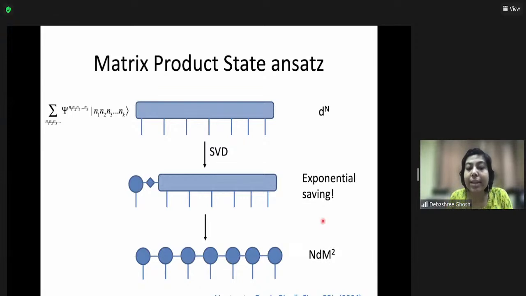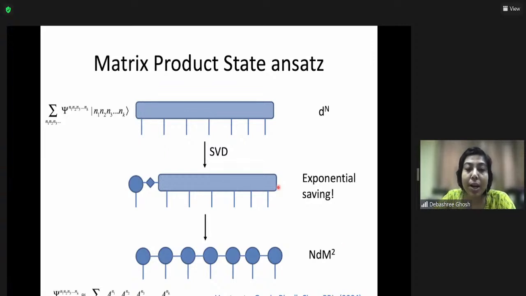Of course, the catch over here is that this number of states retained, or the number of singular values retained over here, this m, needs to be reasonably small. Otherwise, I still have a very large number. I've just written the large number in a different way. Okay, so this is essentially the crux of the matrix product state ansatz.